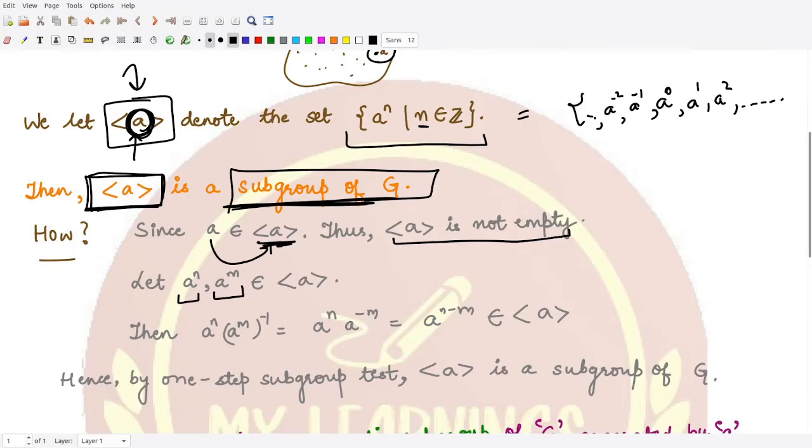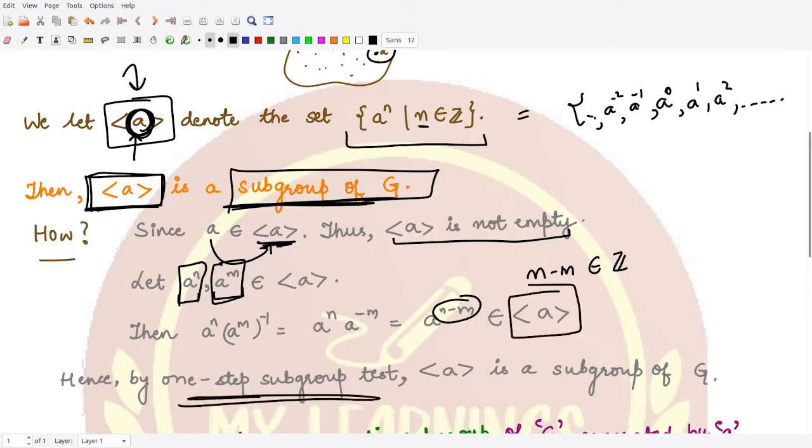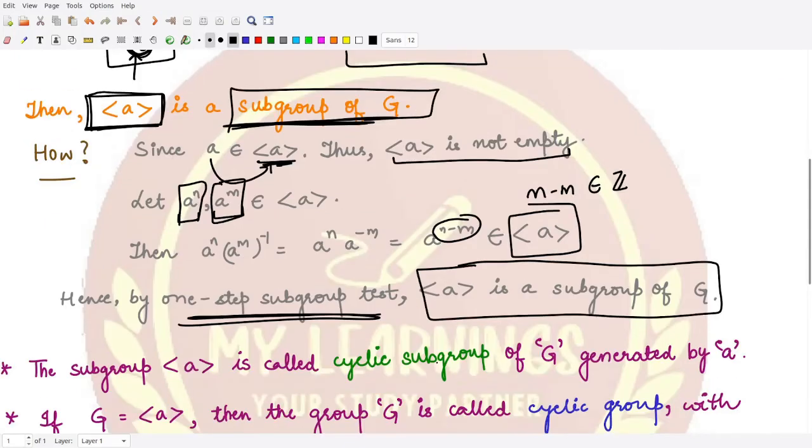Then we can define the product of this element and the inverse of the other element. So it would be A to the power n times A to the power m raised to power minus 1. So it would be A to the power n and A to the power minus m, right? We can add up the powers here by the exponent rule. So it would be A to the power n minus m, and because n minus m is also an integer, A to the power n minus m is also contained in this set. Therefore, according to the one step subgroup test, this forms a subgroup of the group G, right?